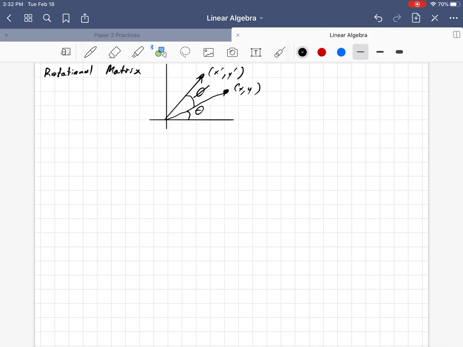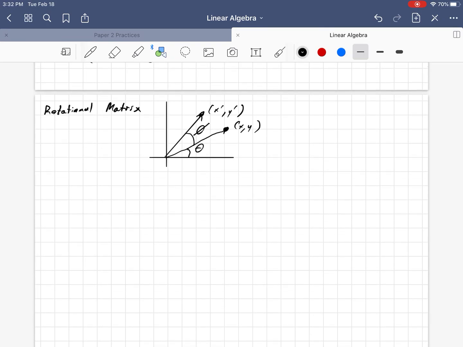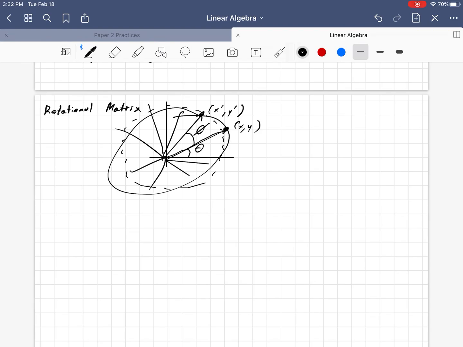So it's useful to work in polar coordinates here, right? Because this drawing has radial symmetry. It's symmetric about this common radius, because that is what a rotation does: it creates a circle about some fixed point, which is, in this case, the origin.